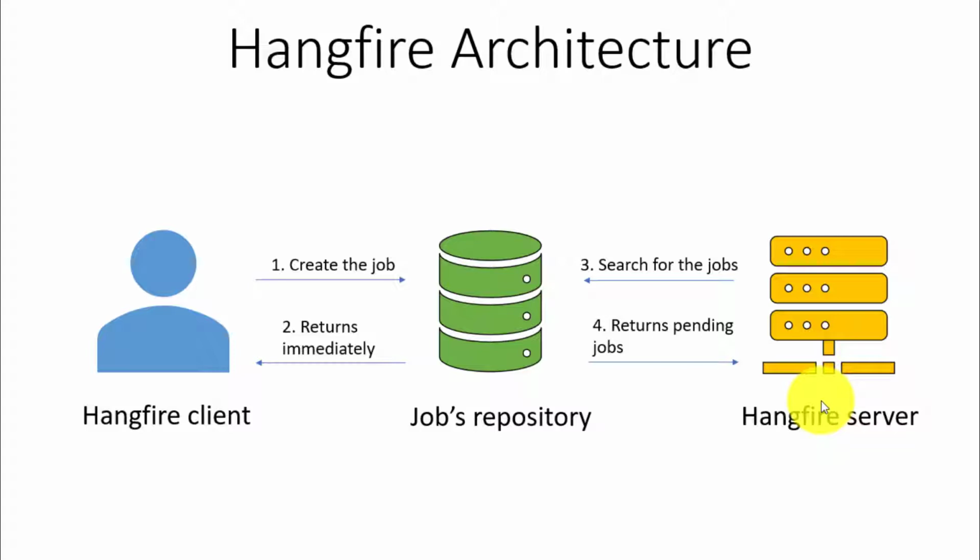Something else that we can do is that we can have both the client and the server in the same application, which is what we're going to do in this video. In this video, we're going to create an ASP.NET Core application that is going to be both the client and the server, which means that it is going to create the jobs, but also using a background process, it is going to execute those jobs.